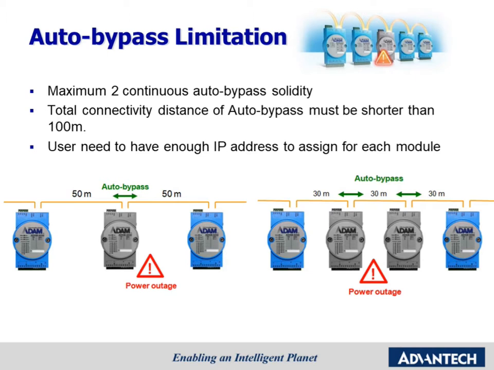Besides, users need to have enough private IP address to assign each module. For example, if user only have 254 IP address, the max number of modules in daisy chain in the same network is 254.